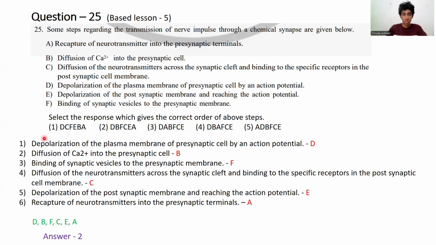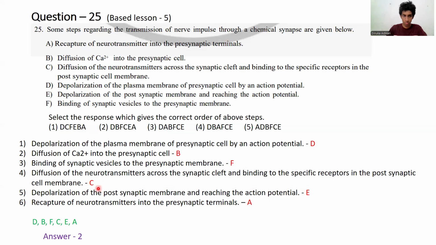So first of all, what should happen is the depolarization of the plasma membrane of the presynaptic cell by an action potential. Then that is D. D is the first one. After that, diffusion of calcium 2 plus into the presynaptic cell. So that is B. Then after the diffusion of calcium 2 plus into the presynaptic cell, binding of synaptic vesicles to the presynaptic membrane occurs. So that is F. And after that, diffusion of the neurotransmitters across the synaptic cleft and binding to the specific receptors in the postsynaptic cell membrane.